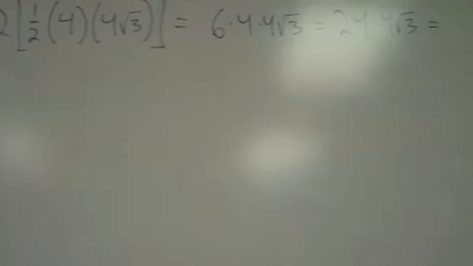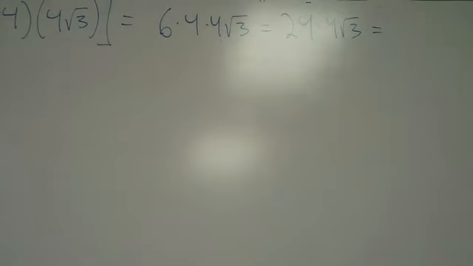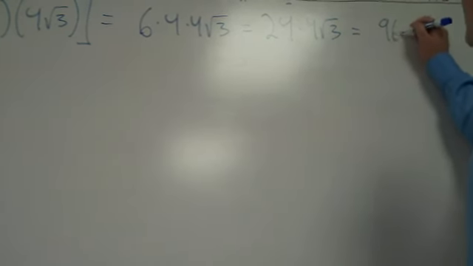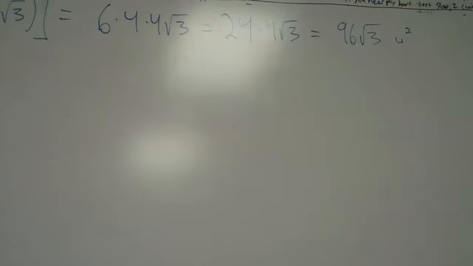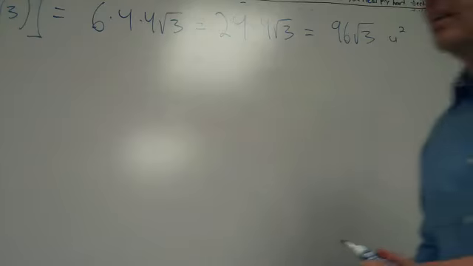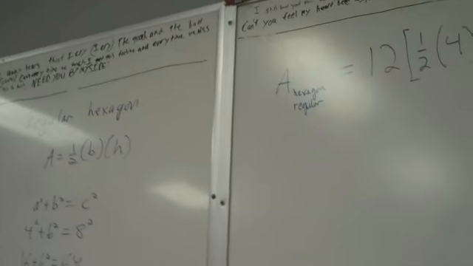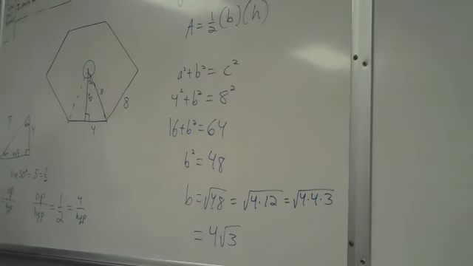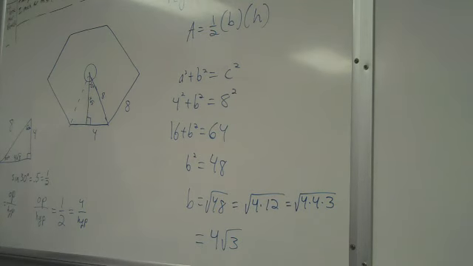What's 24 times 4? 96. All right, so that's going to be 96 square root of 3 units squared, square units, the area of that hexagon. We only needed to use the sine once to get this length to use the Pythagorean theorem. We could have used the sine or the cosine, but we needed trig in order to do it. Square units is a shorthand.